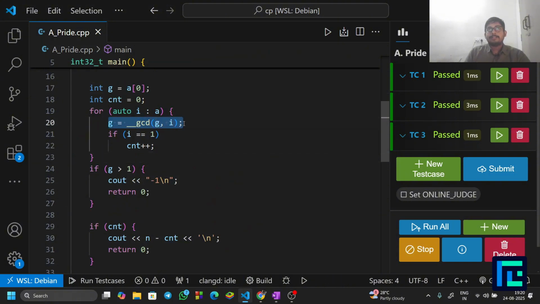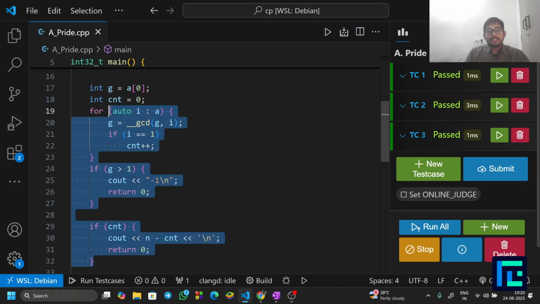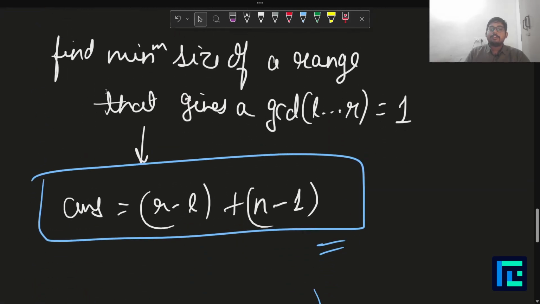Okay, if we are iterating through every element, and we do the GCD for all the elements, and if that GCD is greater than 1, then we print minus 1 and return. Our case is done. Once these two base cases are handled, then if none of the base cases are satisfied, we haven't returned out yet, that means the GCD of the whole range is equal to 1.